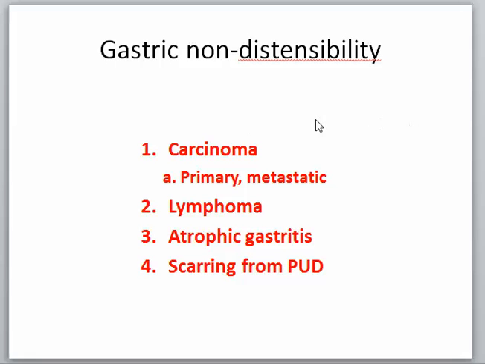The first possibility will be cancer, lymphoma, atrophic gastritis, scarring will produce. Scarring and atrophic gastritis are something similar to each other, and they are related to fibrosis, and the other two are related to infiltration, whether carcinoma infiltrating into the wall or lymphoma infiltrating in the submucosa.